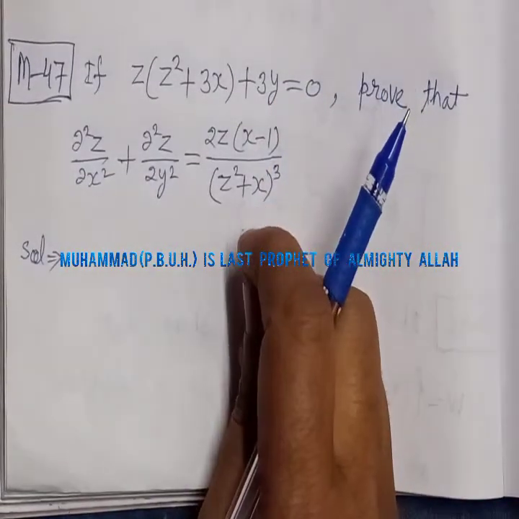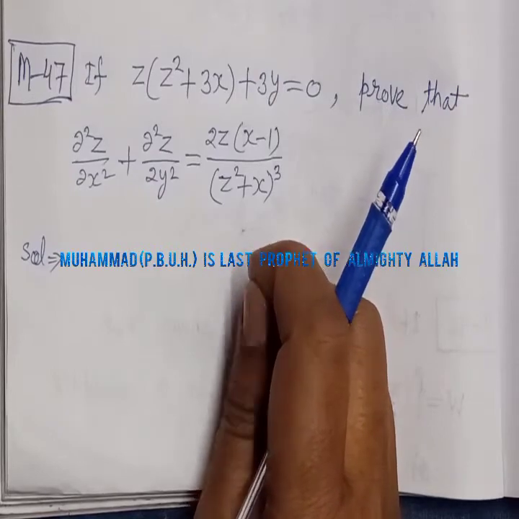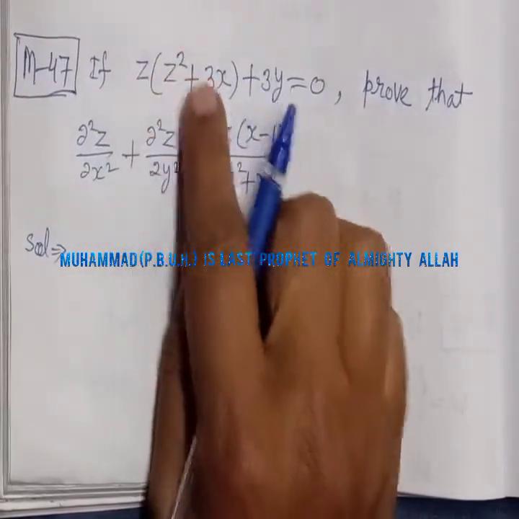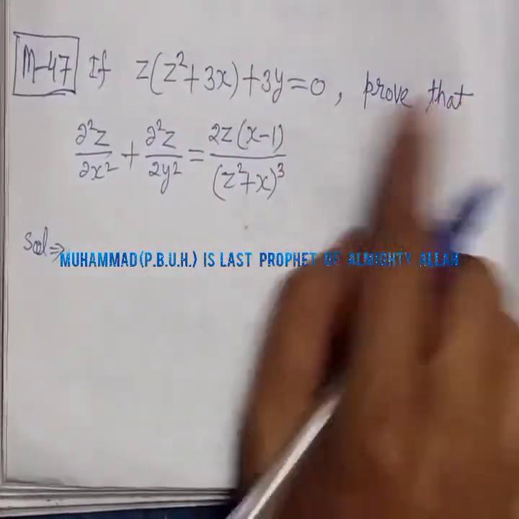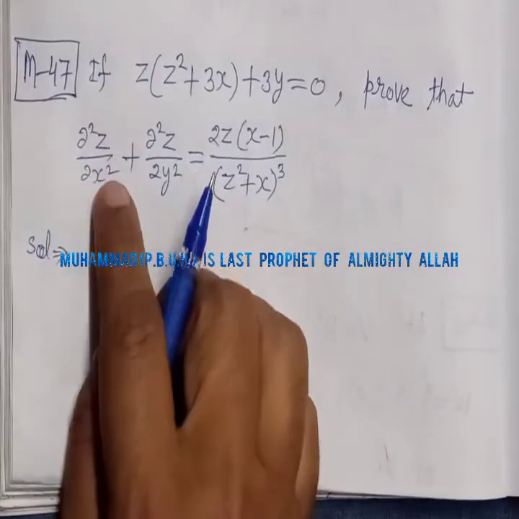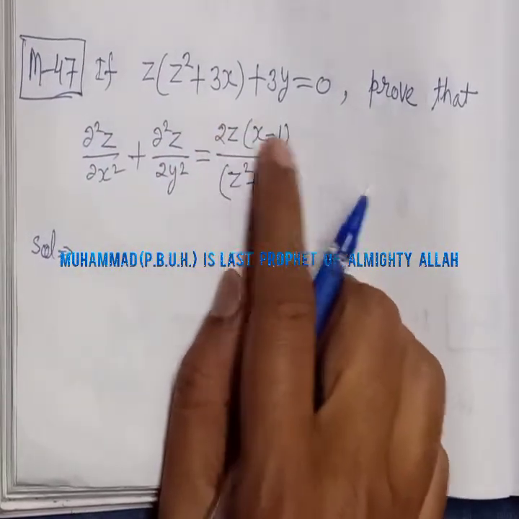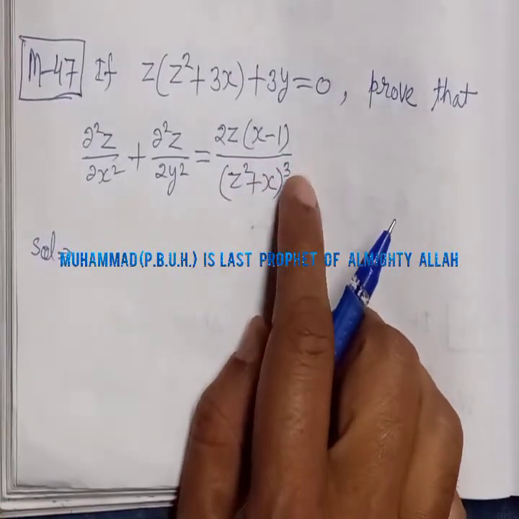This problem is related to partial differentiation of differential calculus. If z square plus 3x plus 3y is equal to 0, prove that del 2z over del x square plus del 2z over del y square equal to 2z (x minus 1) upon (z square plus x) whole cube.